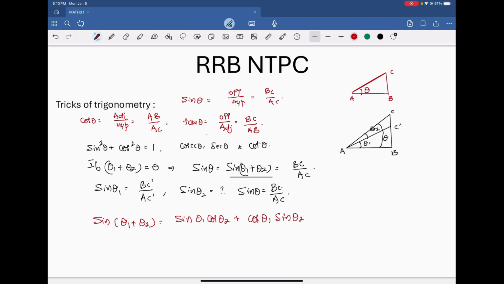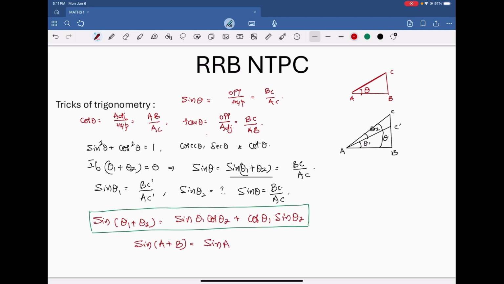This is the most important equation. Please remember this. Very important equation. Sin theta 1 plus theta 2 is equal to sin theta 1 cos theta 2 plus cos theta 1 sin theta 2. Please remember this. It's very, very important. Here in this equation, for example, theta 1 and theta 2 are replaced by A plus B. Sin A plus B is equal to sin A cos B plus cos A sin B.